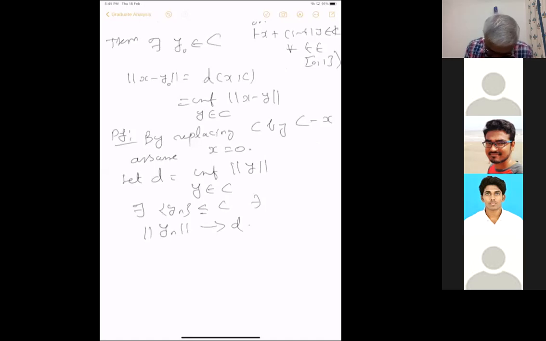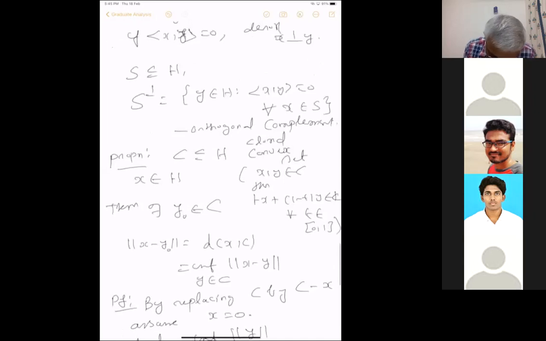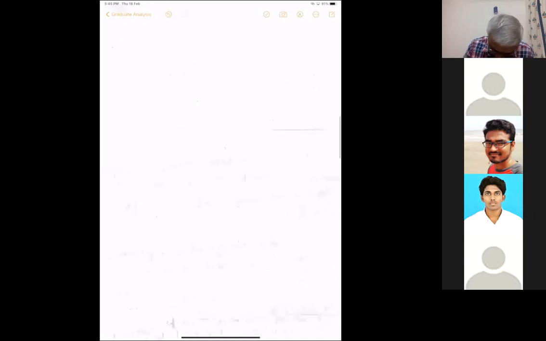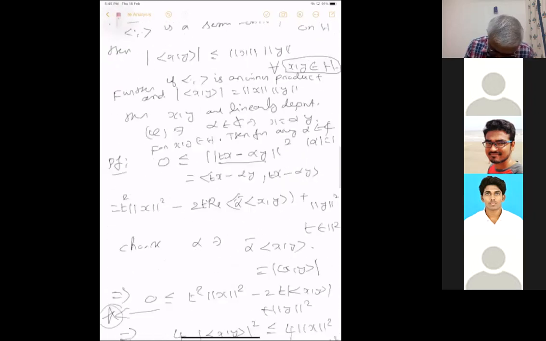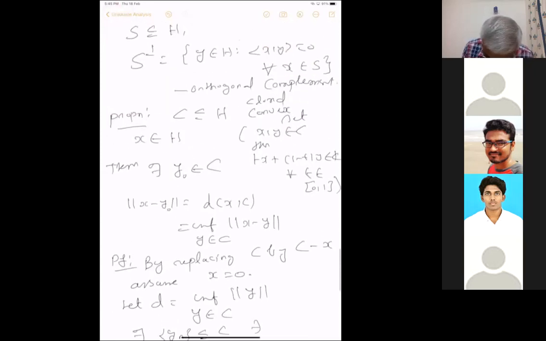So for that, I want to do the following. I want to say that yn is a Cauchy sequence. If yn is a Cauchy sequence, then it will have a limit because C is closed and we assume that it's a Hilbert space. I said inner product space earlier, but that's not enough. If it's not a Hilbert space, then this will not work. It is a Hilbert space.